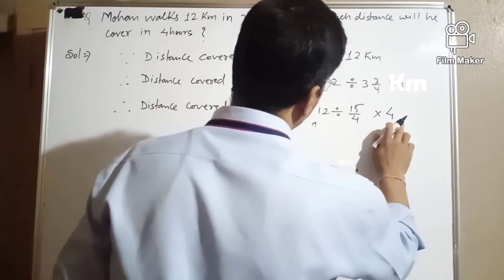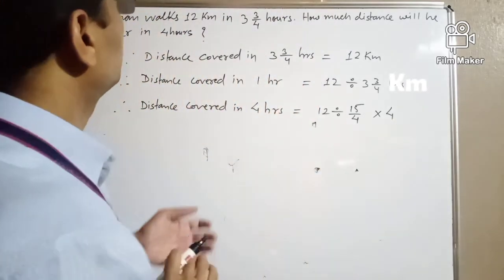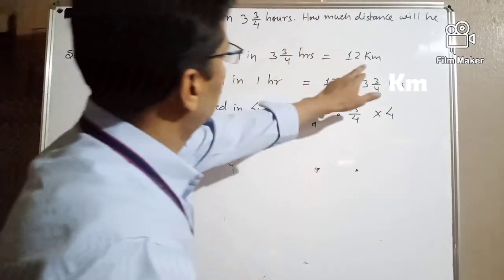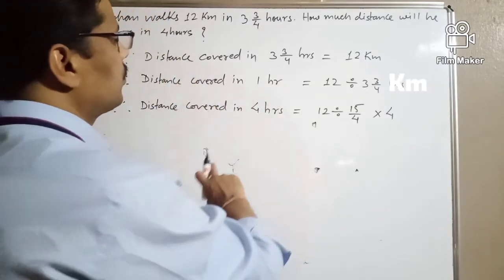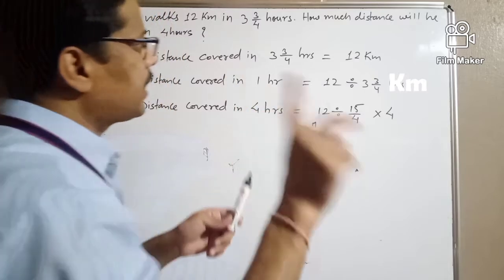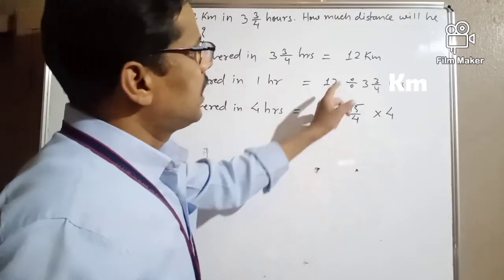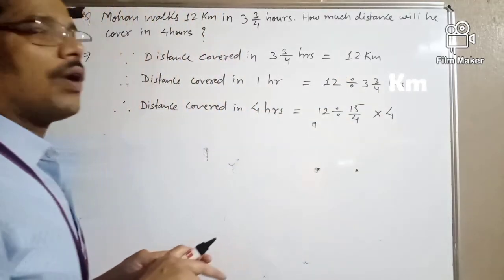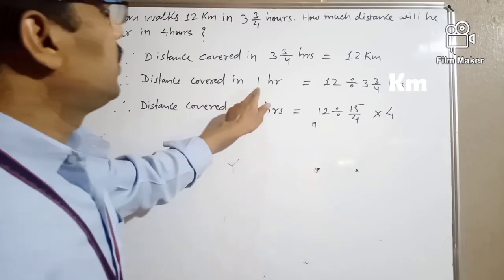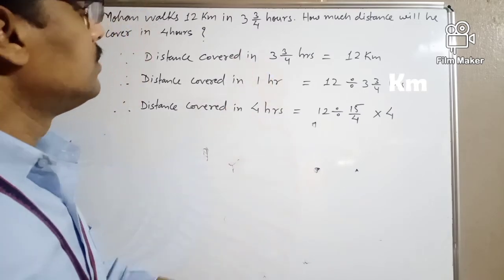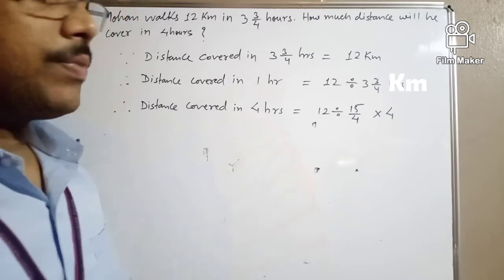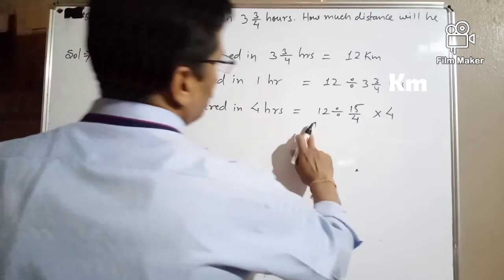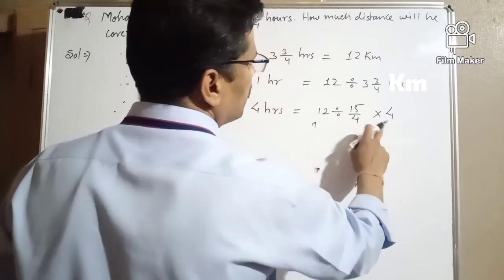Okay, this question is based on the unitary method, because in this case we have the value of many and we also find the value of many. When we have the value of many and we want to find out the value of many, in that case first we have to divide, then multiply. Why should we divide? To get the value of 1. After getting the value of 1, we will multiply to get the value of many. Got it? That's why we have written first we are dividing, then multiplying.